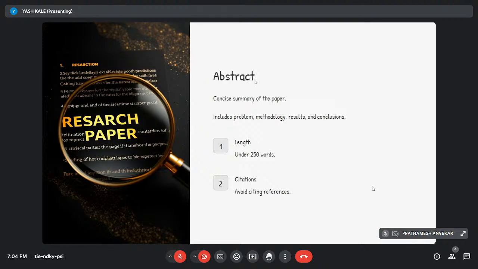However, avoid using citations or references in the abstract. The section should be able to stand alone and give a full picture of your research, as this will be one of the first things that a reader will read.